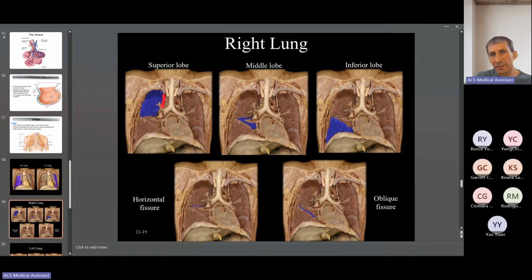See, this is the superior lobe. This is the middle lobe. And this is the inferior lobe. Remember, we're talking about the right lung, my sorry.